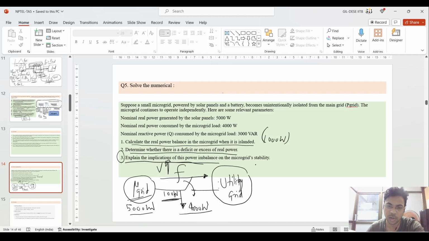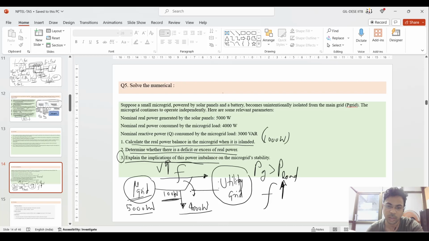In the third part, what will be the implication? The voltage will rise and the frequency will change. Why will the frequency change? Because the generation here is greater than the load demand. So the frequency will rise. Okay, so this is the correct explanation.